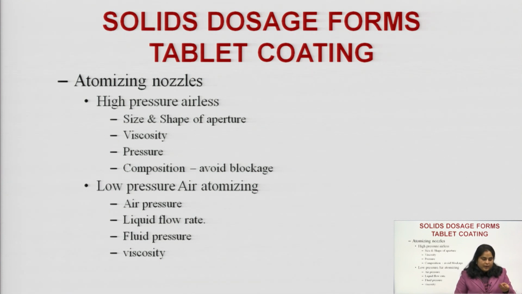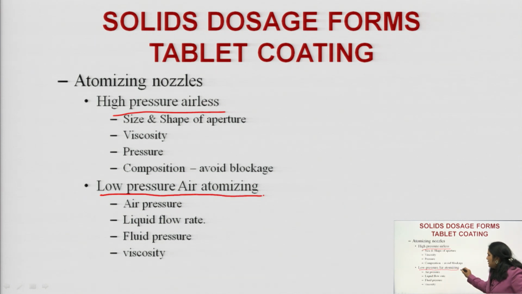Then the next important thing we should consider is the atomizing nozzles. These are the nozzles which are used to spray the coating solutions over the coating bed. So, there are two types of nozzles, one is the high pressure airless nozzle and the other type is the low pressure air atomizing nozzle. In high pressure airless nozzles, basically air is not used and the pressure of the coating solution is itself used for the atomization process.